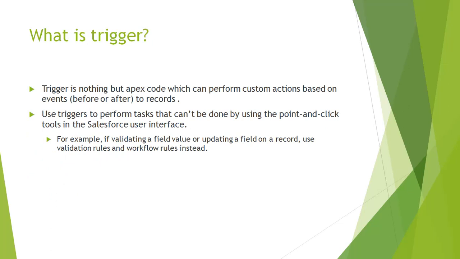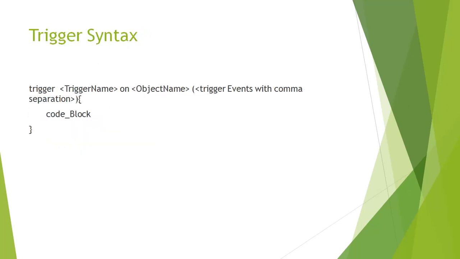A trigger is nothing but Apex code which can perform actions based on the operations occurring on an object. In other words, whenever we want to achieve complex functionality based on events which is not possible through workflows or process builders, then we have to write triggers. This is the syntax.